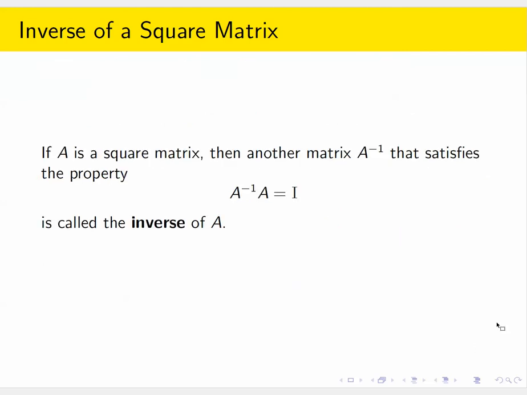Well, it's actually called an inverse. If you have a square matrix, then you can look for another square matrix of the same size that will satisfy the property that the product of A and its inverse is the identity matrix. Not every matrix has an inverse, but many do, and we'll see in an upcoming lesson how to go about calculating it.